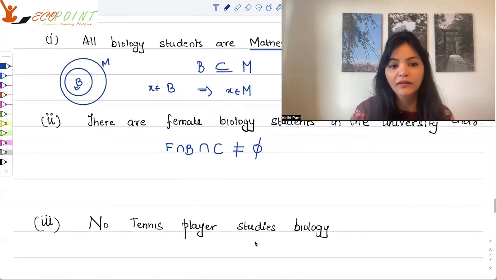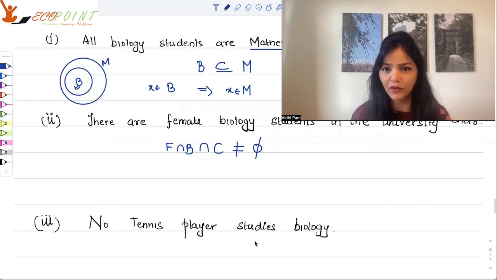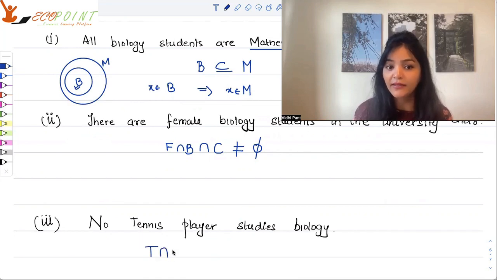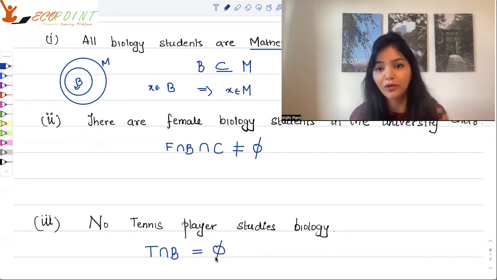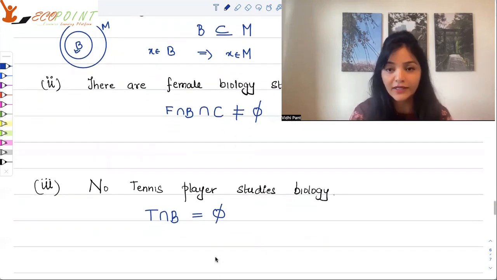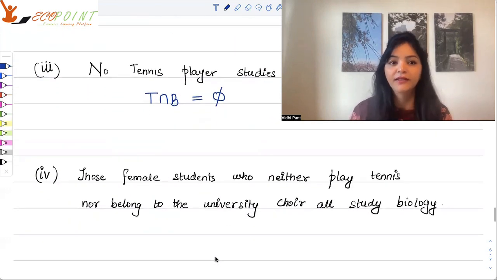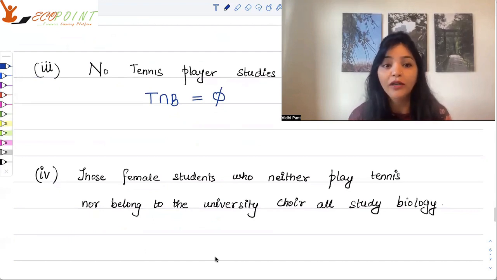The next one: no tennis player studies biology. That means the intersection of the set of tennis players T and the set of biology students B clearly is equal to phi, because there does not exist even a single student who is a tennis player along with being a biology student. So their intersection is absolutely phi. Phi is a set of no elements, the null set. Pause and now work this out.